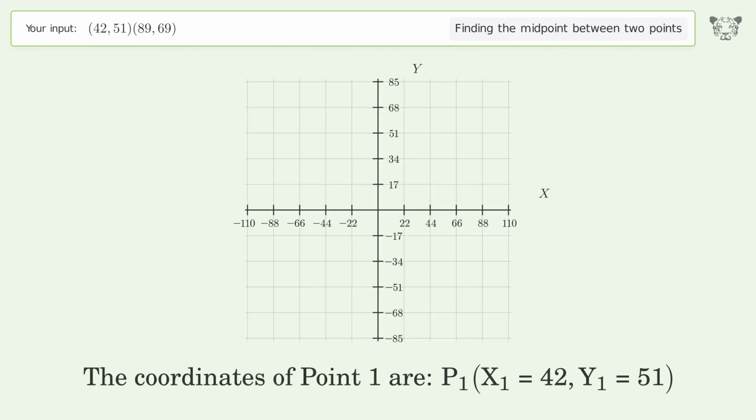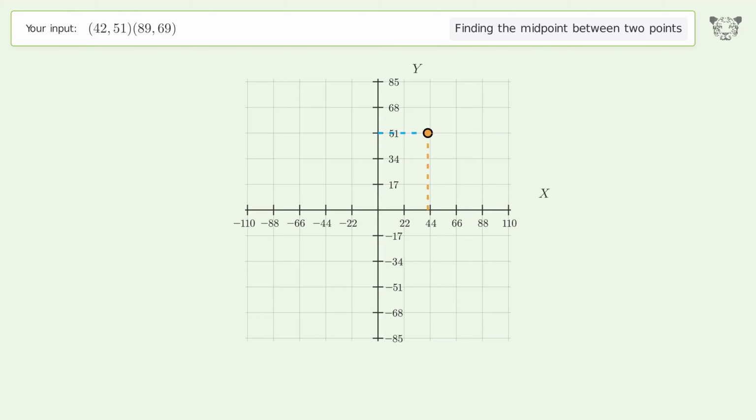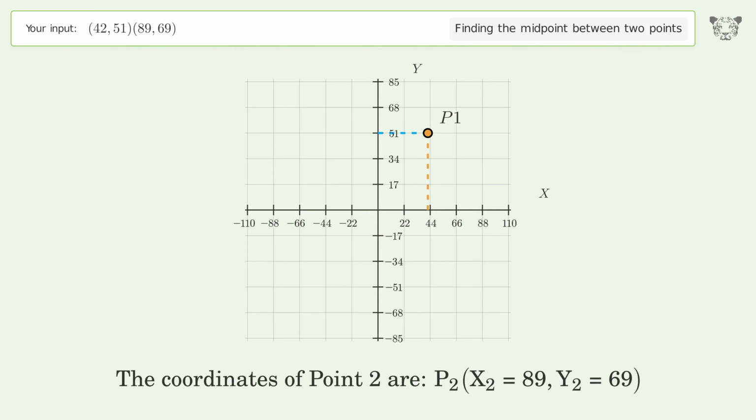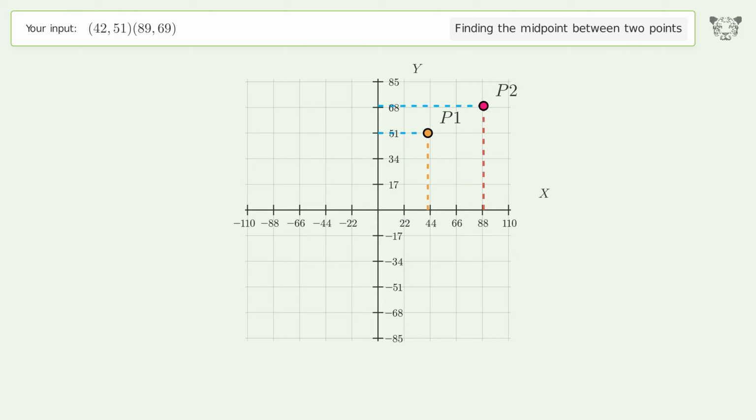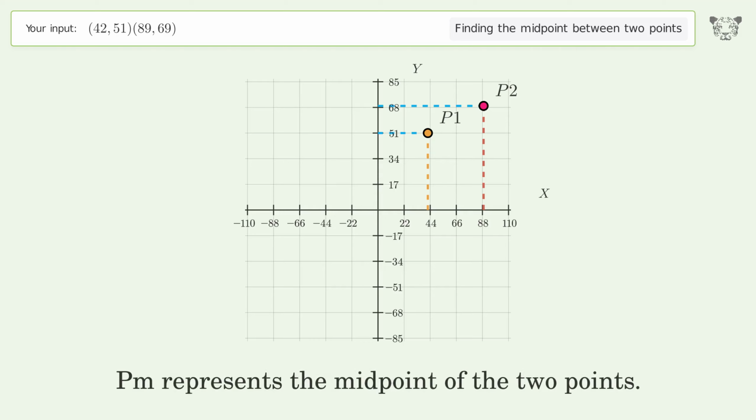The coordinates of point 1 are, x1 equals 42, y1 equals 51. The coordinates of point 2 are, x2 equals 89, y2 equals 69. PM represents the midpoint of the 2 points.